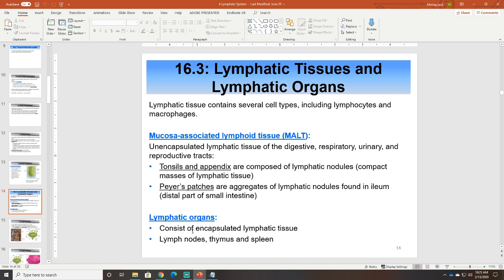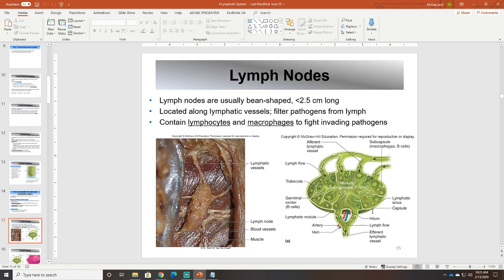All right, so then we have lymphatic organs, which have the encapsulated lymphatic tissue. They include the lymph nodes. We also see the thymus and the spleen are lymphatic organs. And so here is a view of an actual lymph node, and you can see the lymphatic vessels entering and exiting it. Over here, you can see the cartoon depiction of a lymph node.